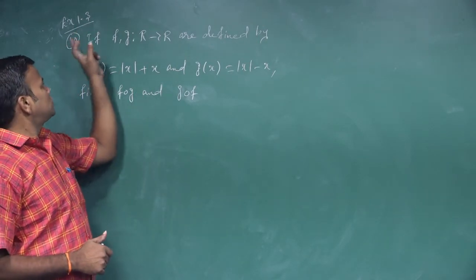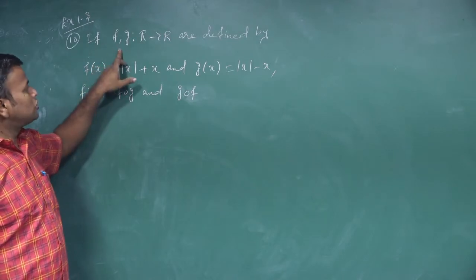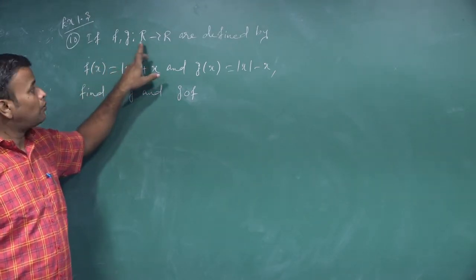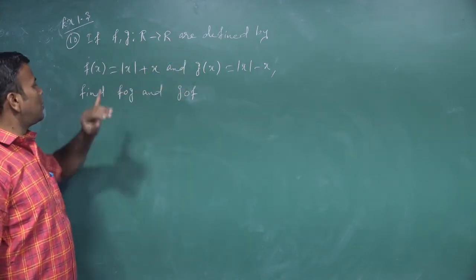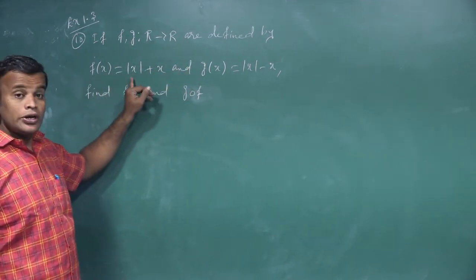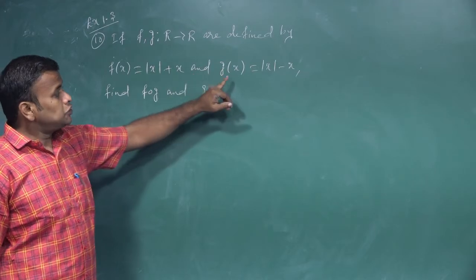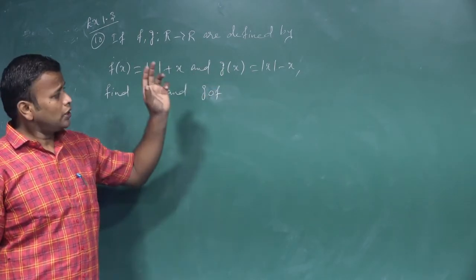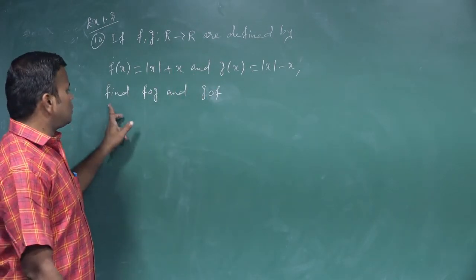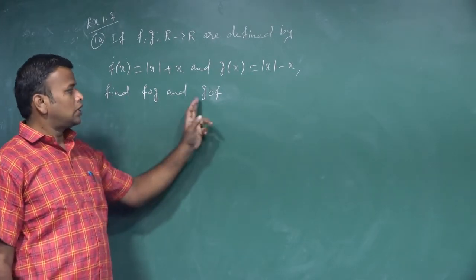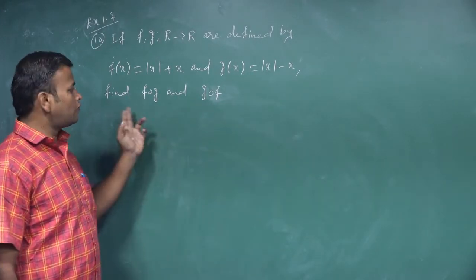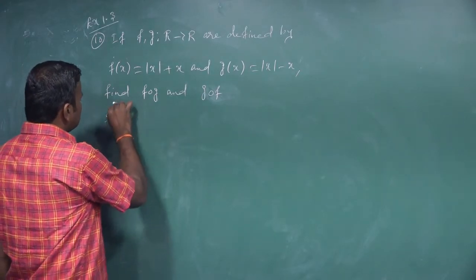You see in exercise 1.3, the 10th one: f, g, both functions from R to R, that means real to real, are defined by f(x) = |x| + x and g(x) = |x| - x. Then we need to find f∘g, the composition of f and g, and g∘f. Now to find these two values.